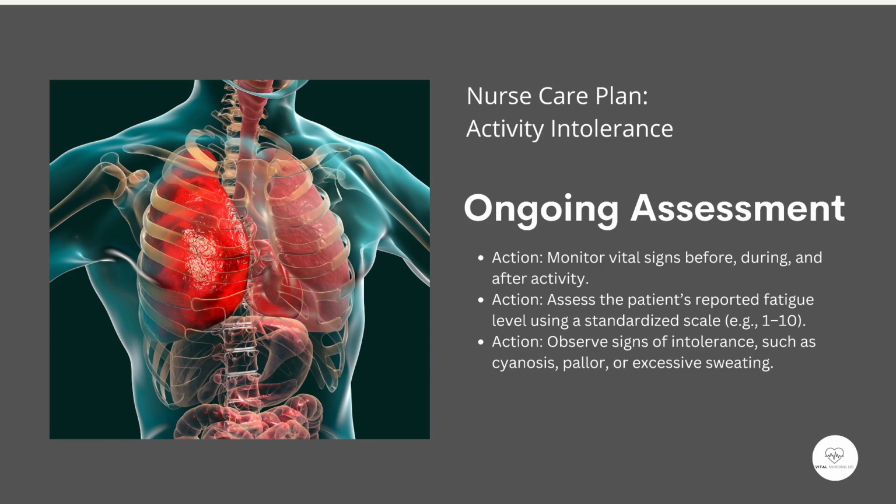Action: assess the patient's reported fatigue level using a standardized scale, for example, 1 to 10. Rationale: self-reported fatigue helps identify subjective limitations and customize interventions. Action: observe signs of intolerance such as cyanosis, pallor, or excessive sweating. Rationale: these are indicators of inadequate oxygenation or poor perfusion during activity, requiring immediate intervention.